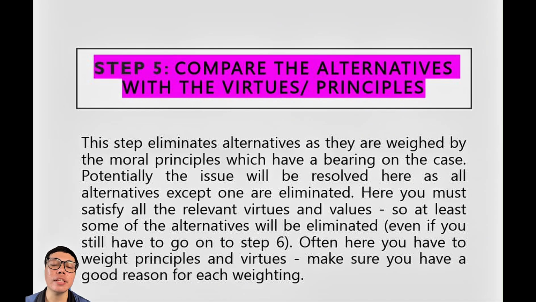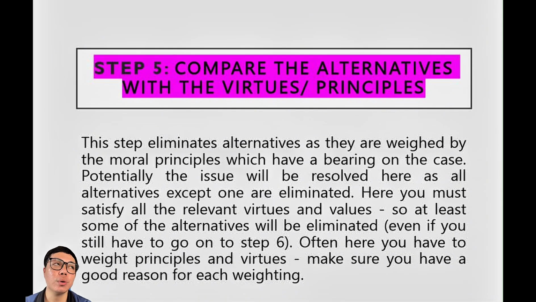So Scott Ray's step 5, weigh alternatives, apply relevant moral principles, virtues, and values to each option. Eliminate alternatives that fail to satisfy key principles. You may end with one best option here or a short list to test in step 6. Weigh which principles matter more and record a clear reason for each weighting.